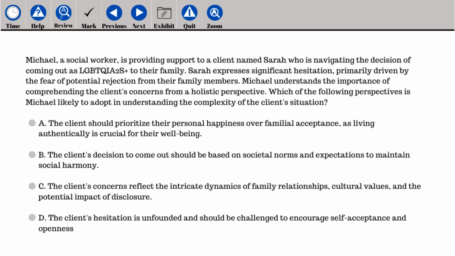A. The client should prioritize their personal happiness over familial acceptance, as living authentically is crucial for their well-being. B. The client's decision to come out should be based on societal norms and expectations to maintain social harmony. C. The client's concerns reflect the intricate dynamics of family relationships, cultural values, and the potential impact of disclosure. D. The client's hesitation is unfounded and should be challenged to encourage self-acceptance and openness.